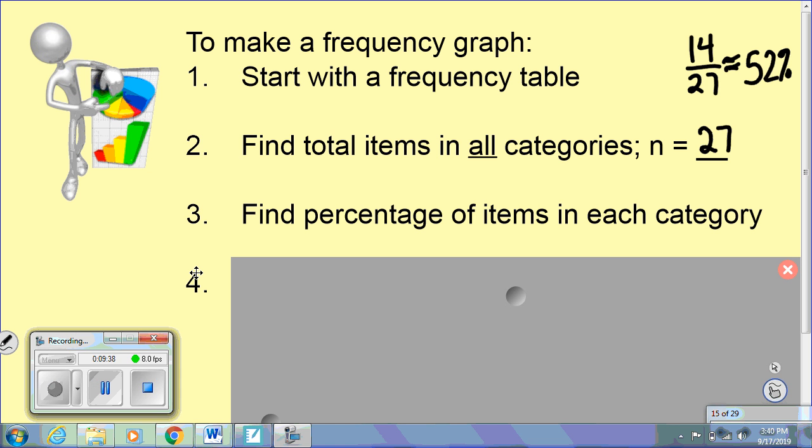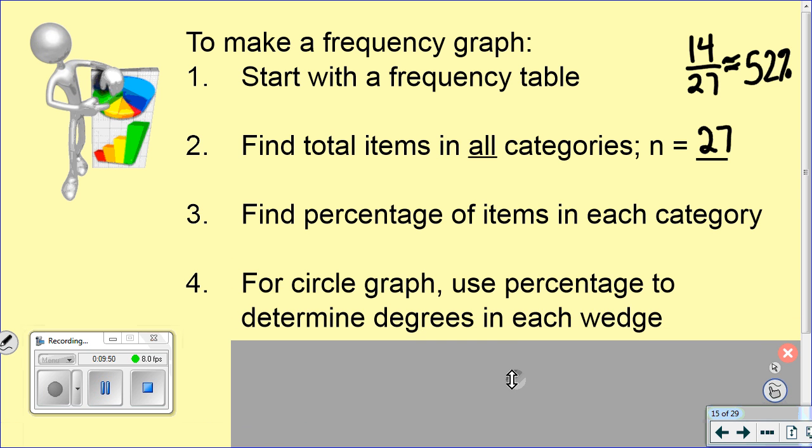So when you go ahead and divide those, you should get about 52%. It was 0.518, right? Well, if I move my decimal over twice, I'm going to get about 52%. So step 3, find your percentage.